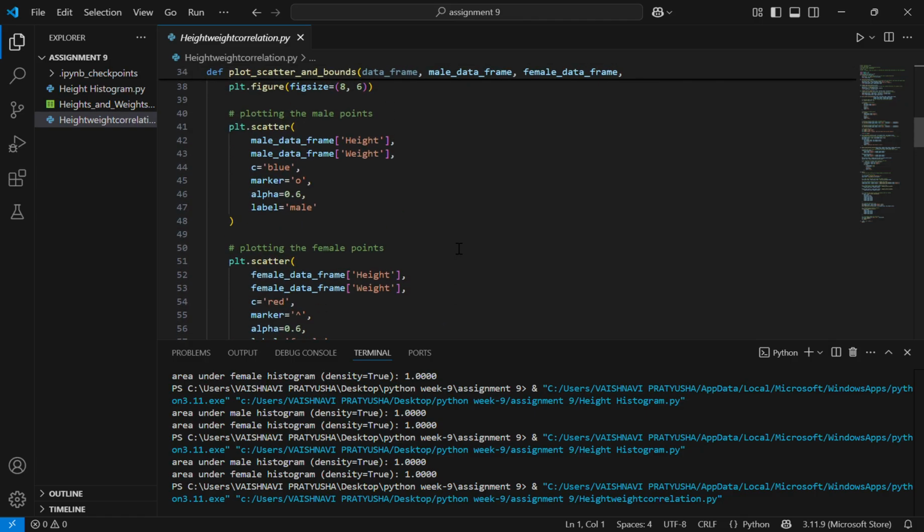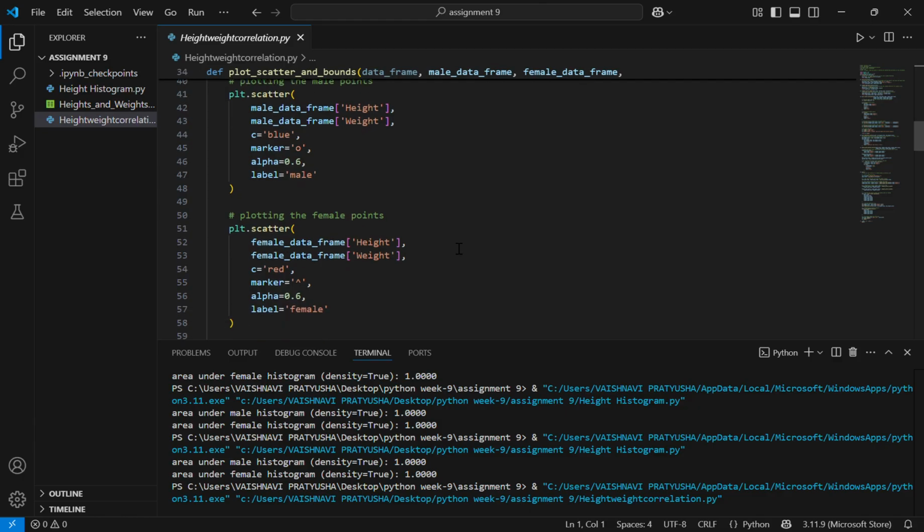When making the scatter plot, I plotted every male point with height on the x-axis and weight on the y-axis. You can see the axes, and when you run the code the image appears there. The male points are blue circles. After that I plotted the female points in red. By giving each group a color and a marker, male points appeared in blue and female in red, labeling each scatter call male versus female.